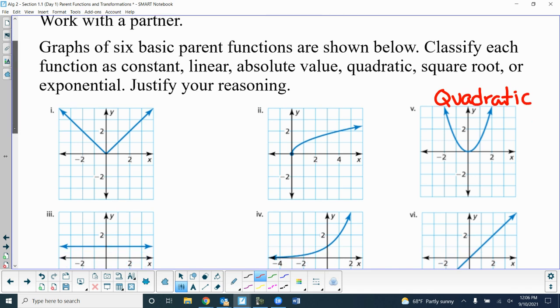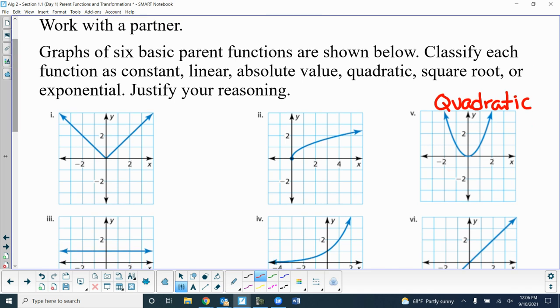Which one do you think is constant? Think of what constant means. The same. 3, Andrew? Yeah, 3. You got that. This is the constant one. No change. It just stays the same. So you see a horizontal line. That's part of the constant family. That's the parent function for the constant family.